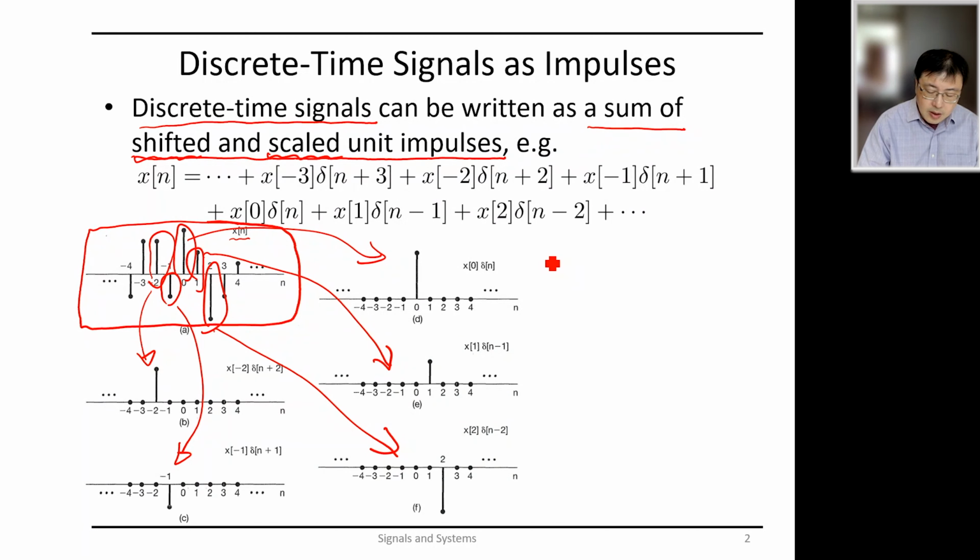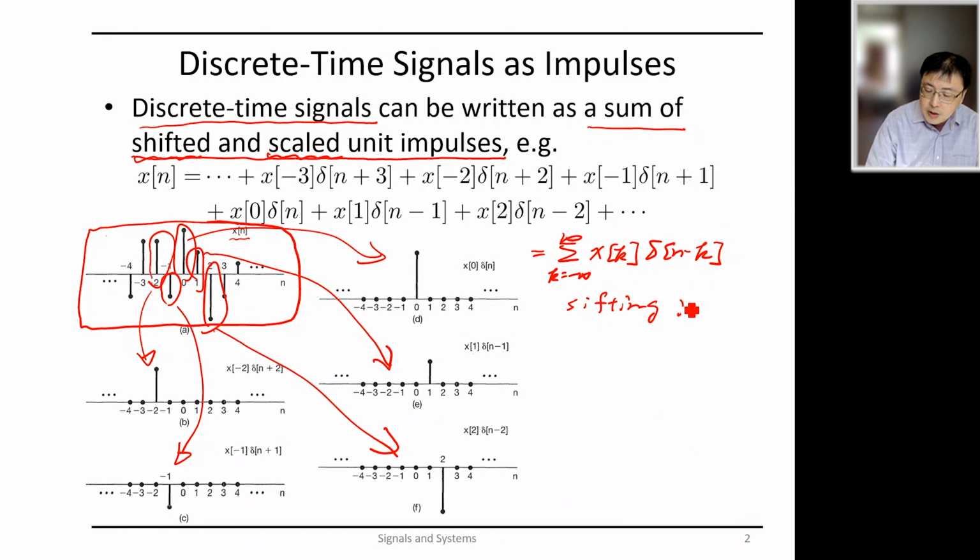Or more concisely, you can write it as the summation of x[k] delta of n minus k, for k from minus infinity up to infinity. Now this equality, x[n] equal to the summation of x[k] delta of n minus k, is also what we call the sifting property of a delta function.